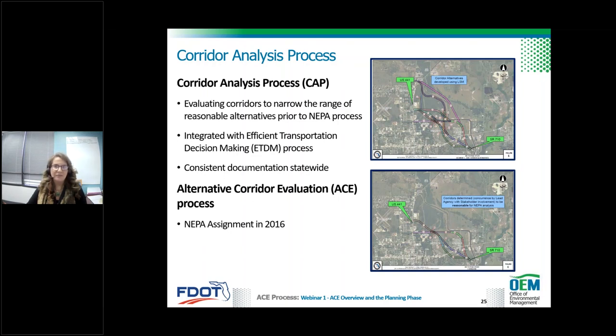In 2016, Florida entered the NEPA Assignment Memorandum of Understanding with the Federal Highway Administration. So the process was updated to reflect the federal decision-making responsibilities assumed by the FDOT Office of Environmental Management.